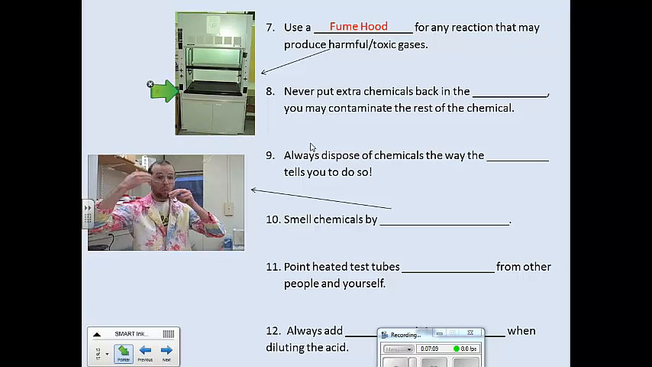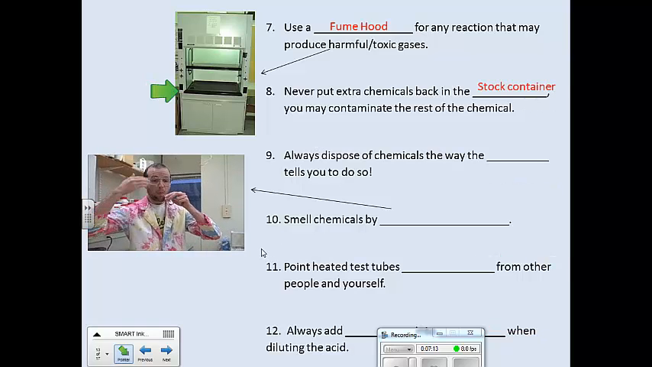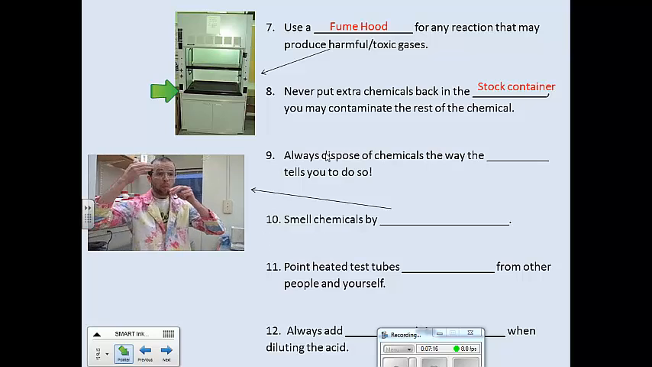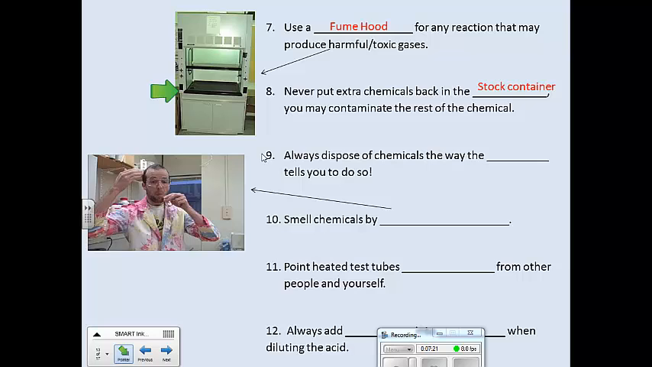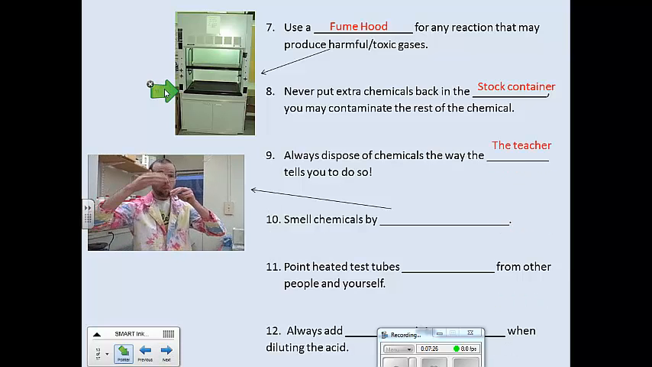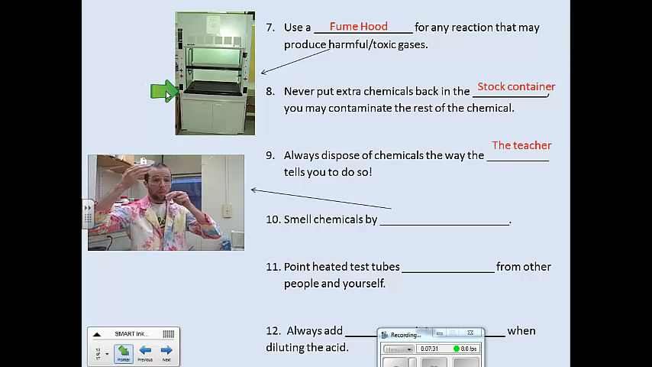And while you're working with chemicals, a lot of times we'll have a big jar of stock chemicals, and you're going to put those stock chemicals into smaller jars. If you take too much, don't ever put anything back into the stock container, because that will contaminate the rest of the stock container. If you're disposing of chemicals, always ask the teacher how you want to do that. Generally, we'll tell you that we'll dispose of them. Don't just take hearsay from your lab partner about how to dispose of them.